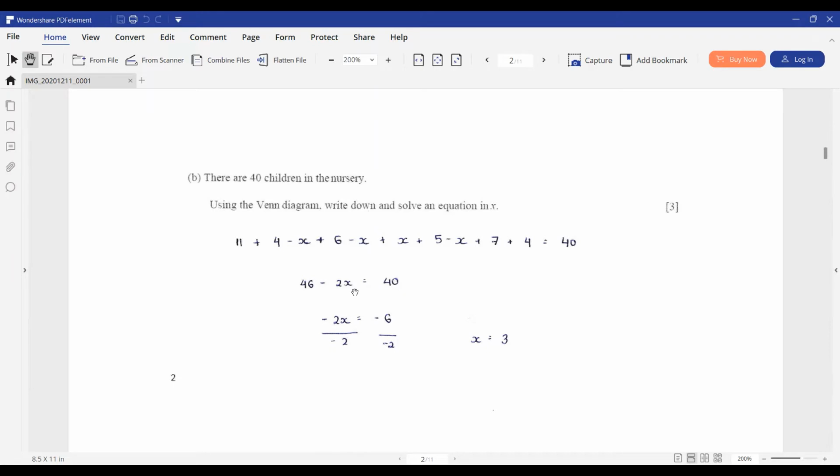We're going to take 46 and move it to the other side. So negative 2x is equal to 40 minus 46. 40 minus 46 is equal to negative 6. So negative 2x is equal to negative 6. Divide both sides by negative 2 and we should get that x is equal to 3.